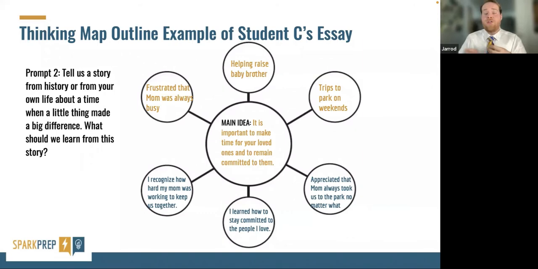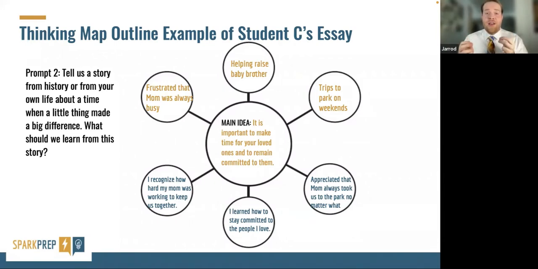So here now they're using the bubbles outside of the central bubble, the ones connected through a little bit of a black line. They're using them to see whether or not their ideas connect back to this main idea. And it's as simple as saying, okay, helping raise my baby brother. Does that connect to the idea it is important to make time for your loved ones and to remain committed to them? Yeah, she's making time to help raise her baby brother. Trips to the parks on the weekends. Does it connect? Absolutely. It's important to make time for your loved ones, and their mother is making time for their little brother and them every weekend, even though their mother is very busy, etc.